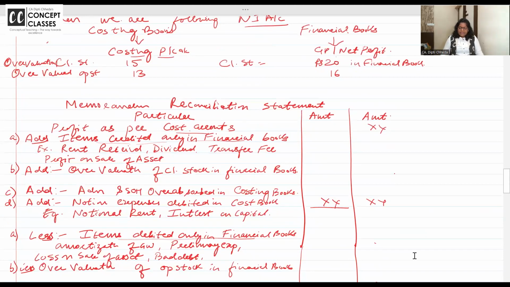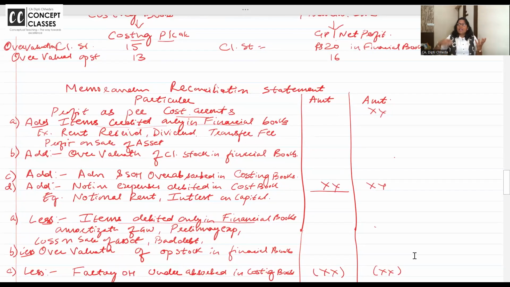Start with the costing profit. If the financial profit is differing, we can't ask others to change. Can we change? Yes. And this is called a memorandum reconciliation statement. Statement means like a cash flow statement or BRS, with add and less. And the word memorandum means this reconciliation we are doing on a piece of paper. It has got nothing to do with your books of accounts.